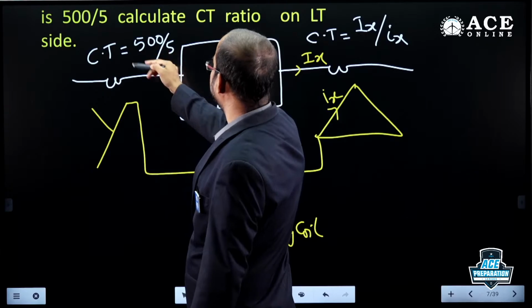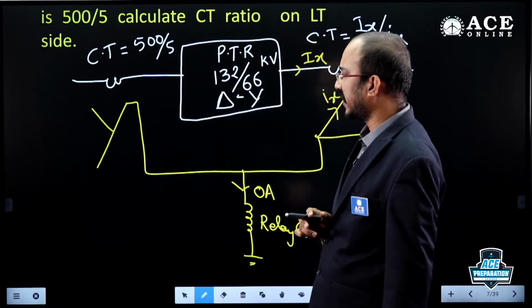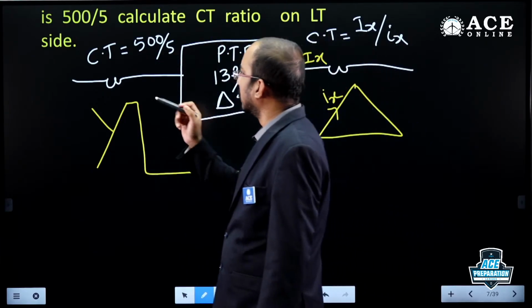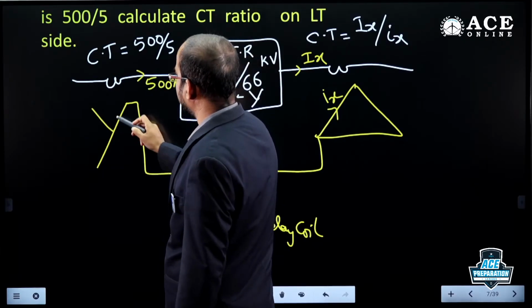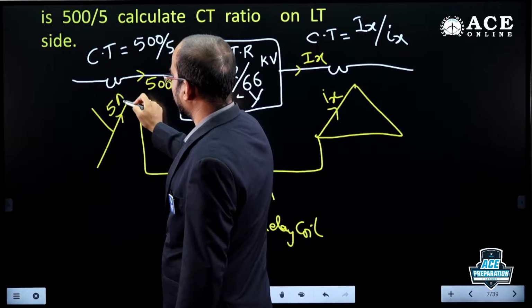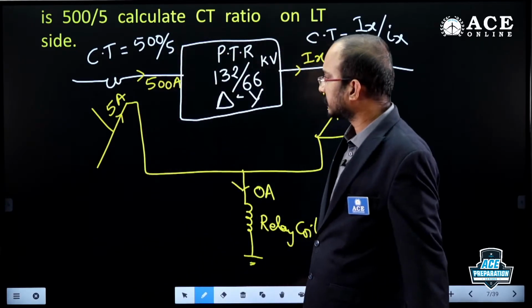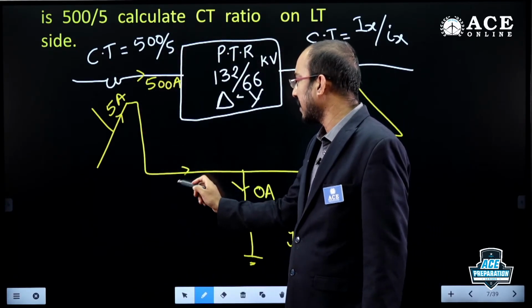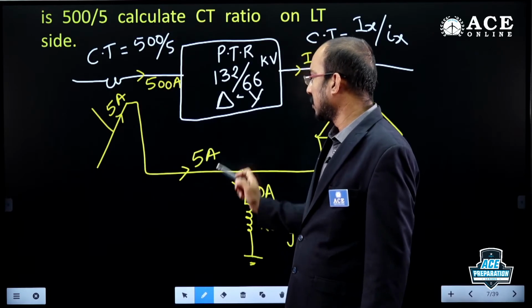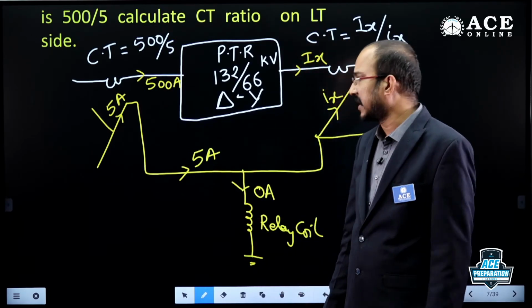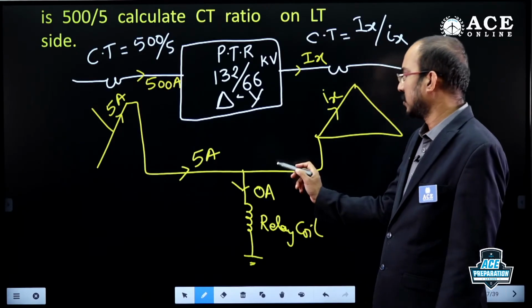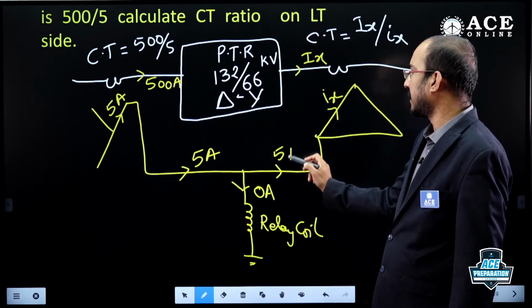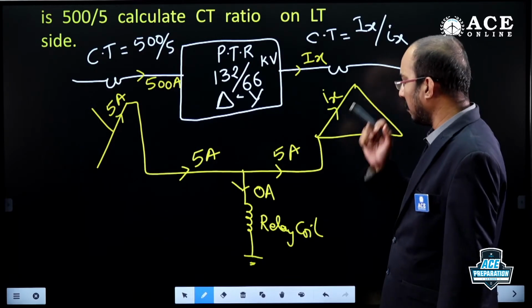For that, the CT ratio on the HT side is given as 500 by 5. So if it is 500 amperes on the primary side, the secondary side will be 5 amperes. The same 5 amperes will be in the line also, because in star connection, phase current and line current will be the same. So for the current to be 0 in the relay coil, what should the current be? 5 amperes.